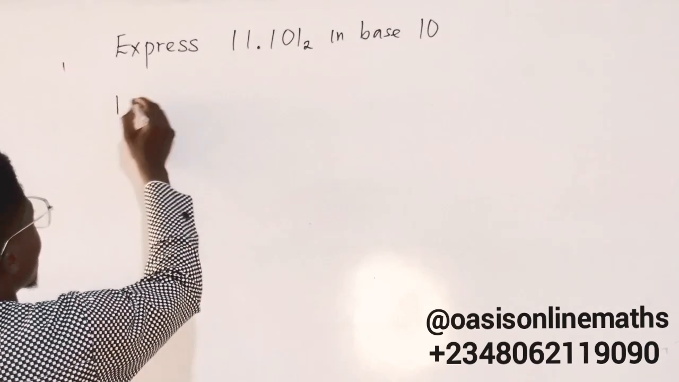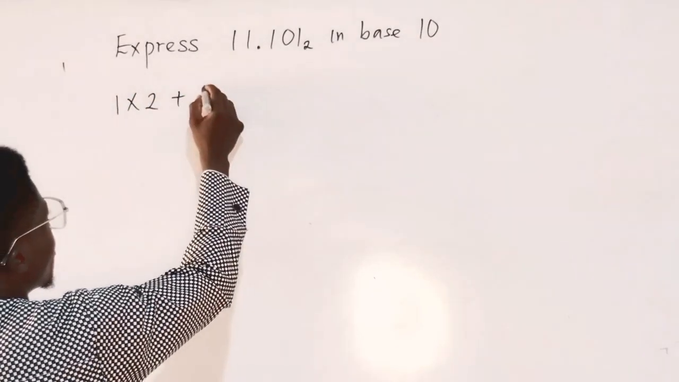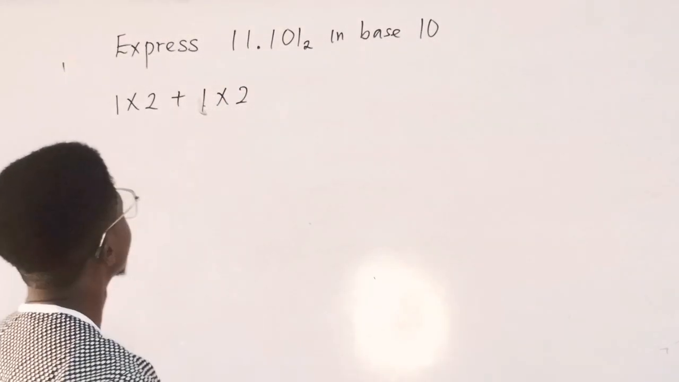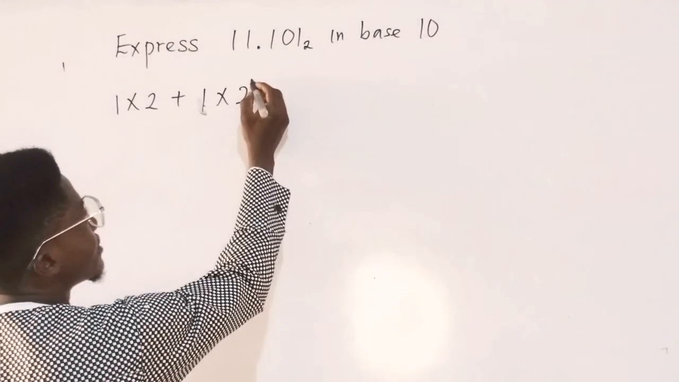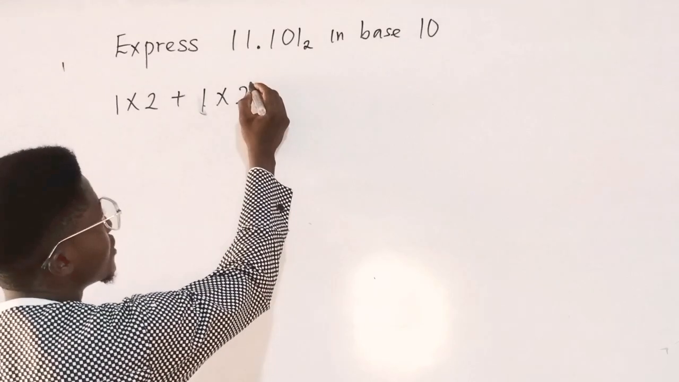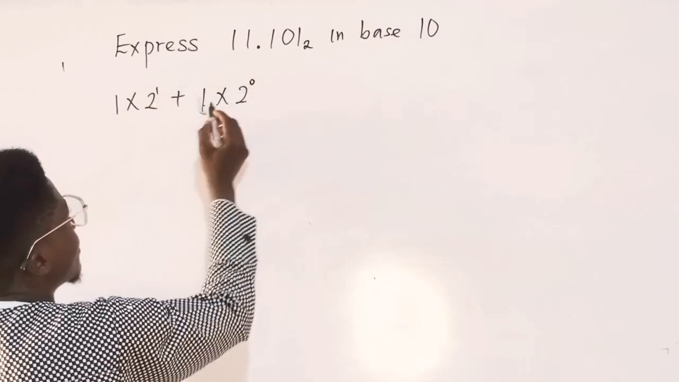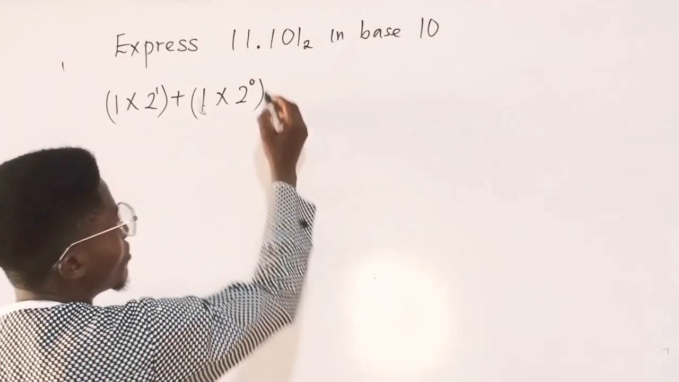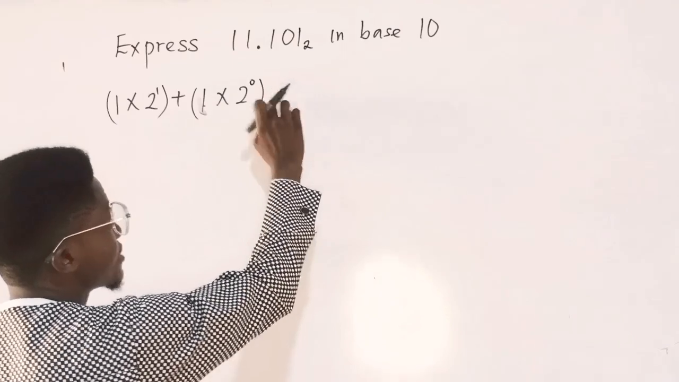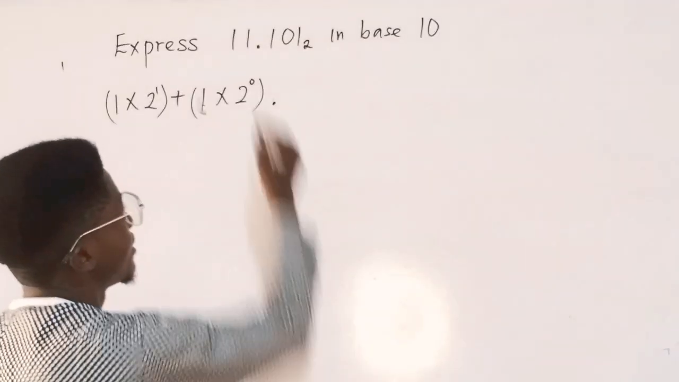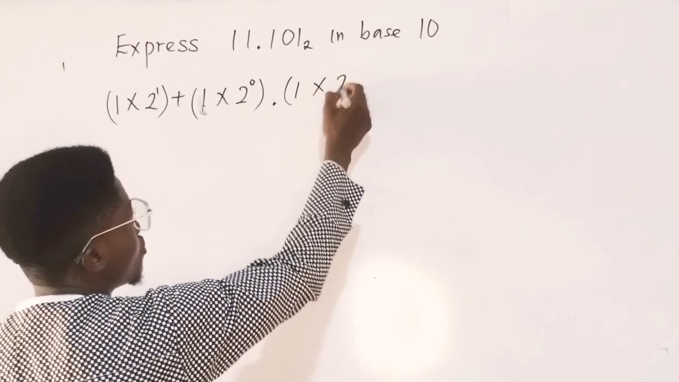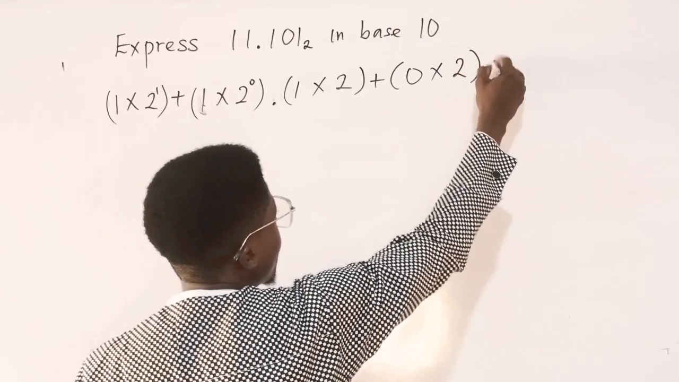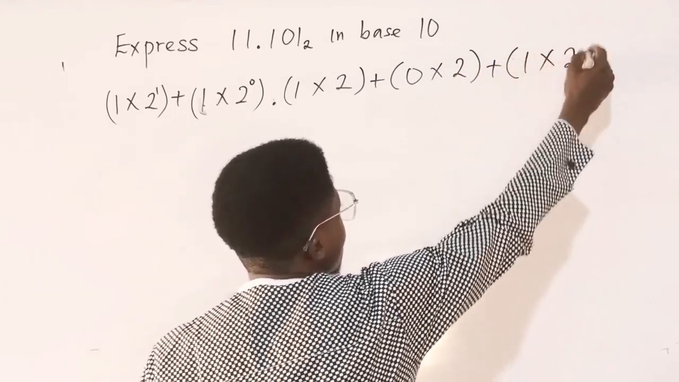Then let's go. Let's expand this. We shall have 1 times 2 plus another 1 times 2, beginning our powers from the back with 0, then 1. Let's put this in a bracket. Now let's move on. This is the dot, where our decimal is. Then let's begin with this: 1 times 2, then plus 0 times 2 plus another 1 times 2.